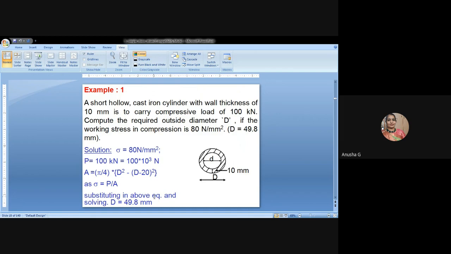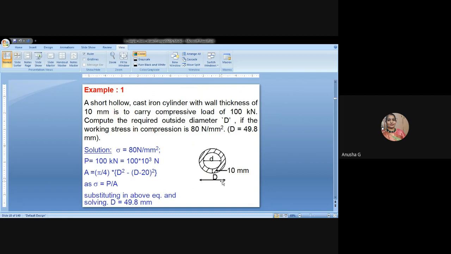Here they give an example: a short hollow cast iron column with a given thickness and a compressive load, and you have to calculate the external diameter, the outside diameter D. The working stress in compression is given, sigma equals 80 Newton per mm square. Load P is 100 kilonewton, which changes into Newton, 100 into 10 cube Newton.